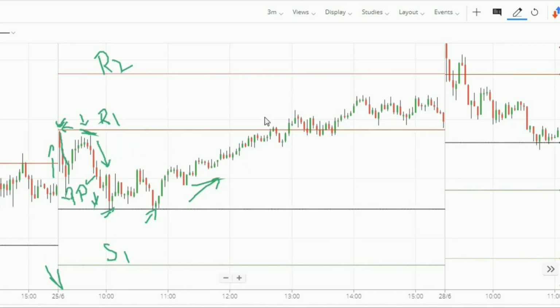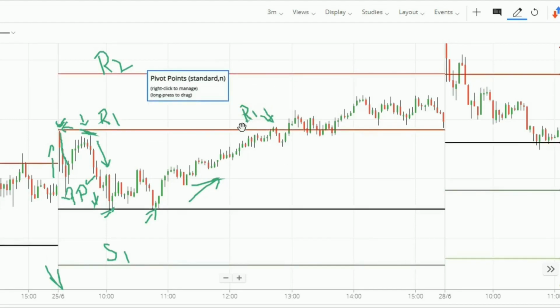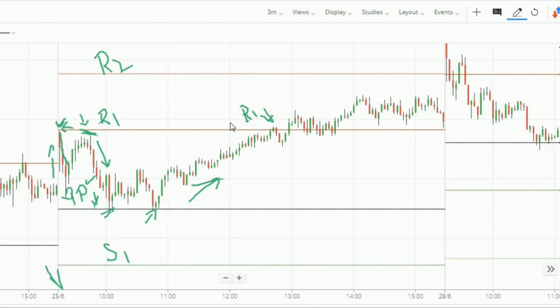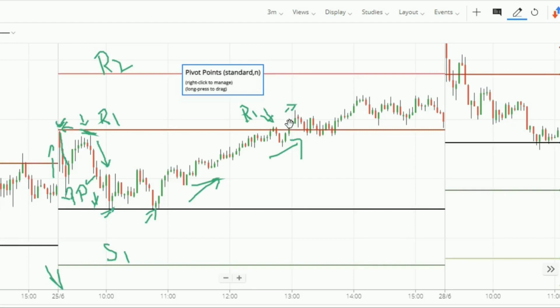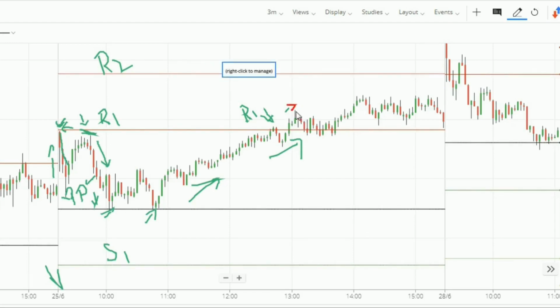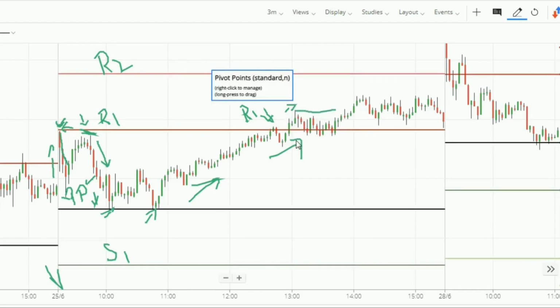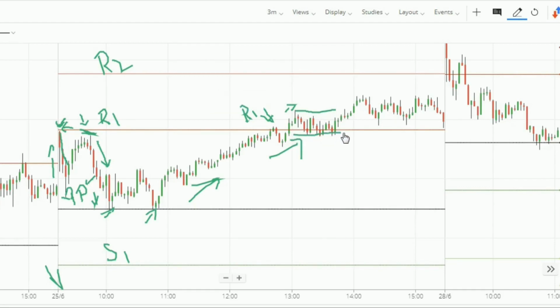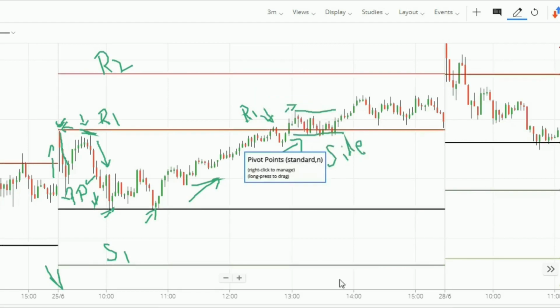When it started going up, there was again heavy resistance on R1, because there were more sellers in the market, like I told you, than buyers. However, in this situation, it manages to give a breakout. However, the breakout was not successful and it was a false breakout because there were equal numbers of buyers and sellers in the market. So the market started behaving sideways.